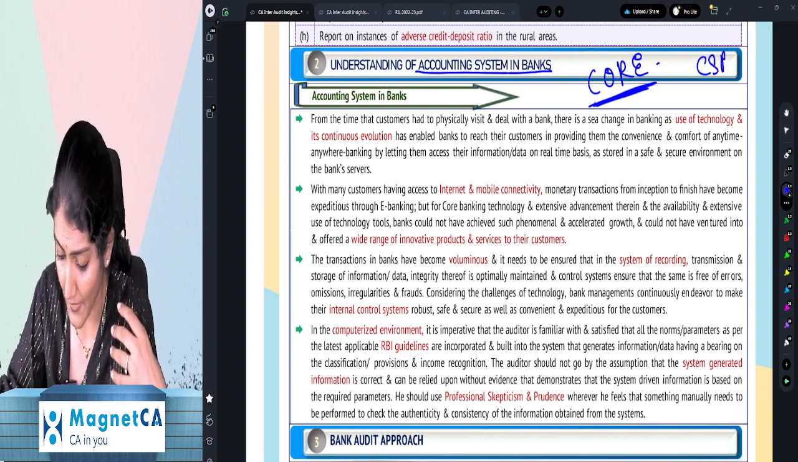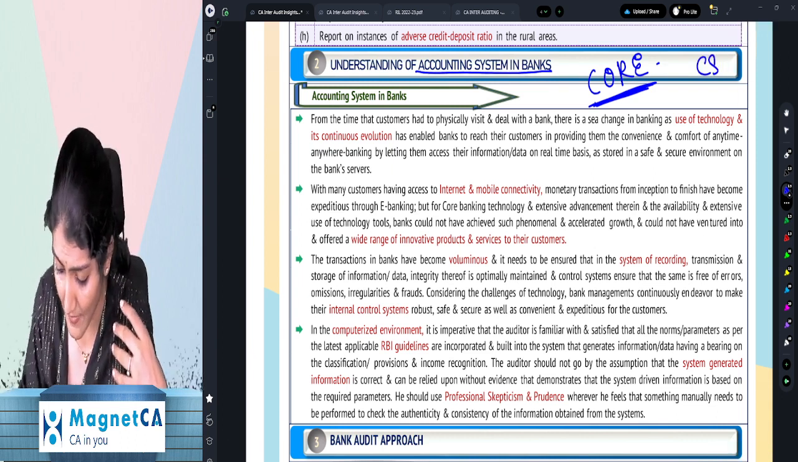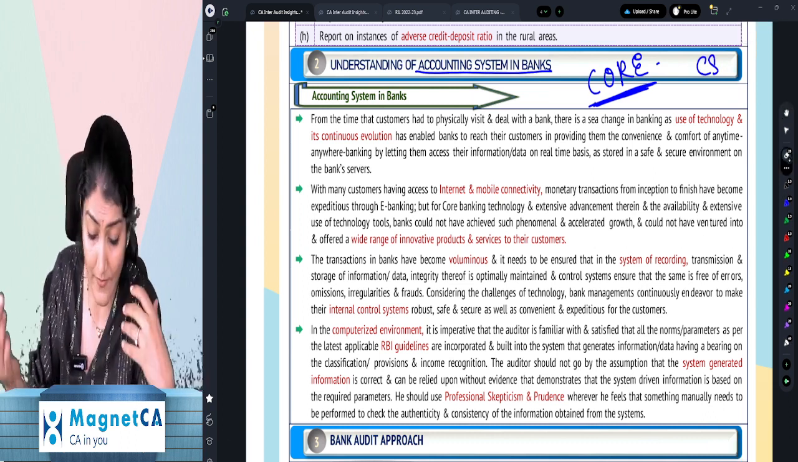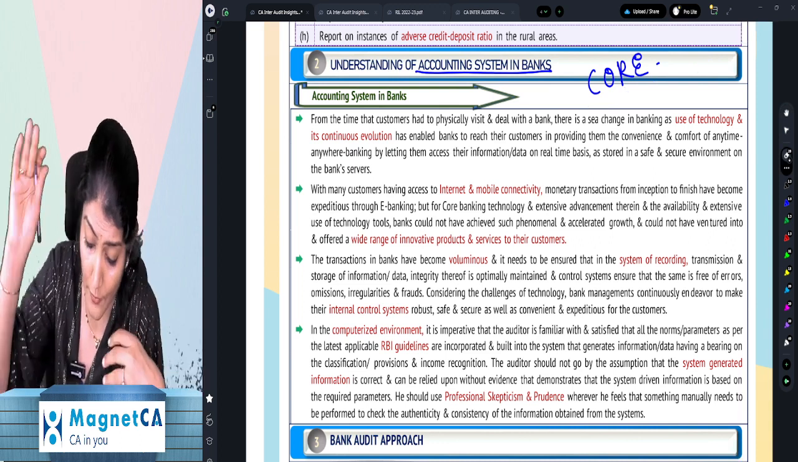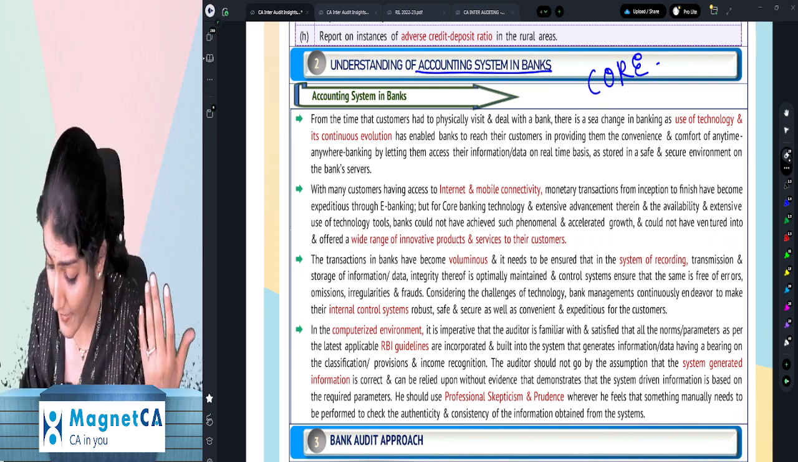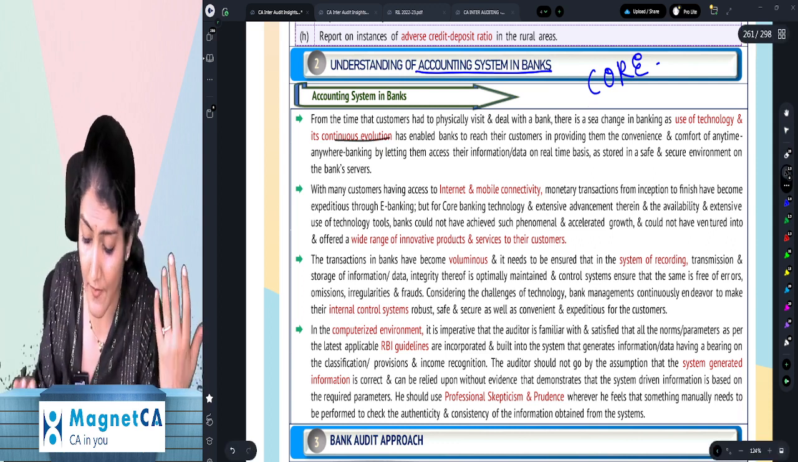And they talk about the CBS. What does CBS stand for? The core banking solution in case of the bank. Right, so from the time the customers had to physically visit and deal with the bank, there is a sea change in banking, with the use of technology and its continuous evolution.